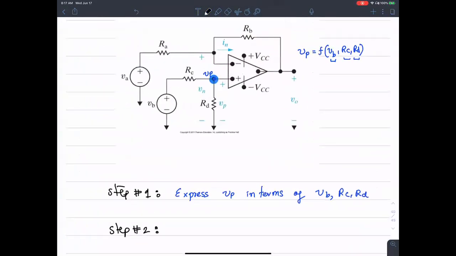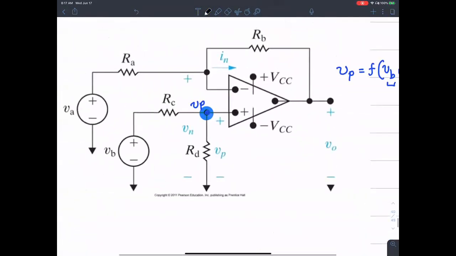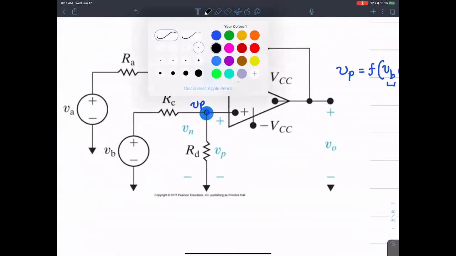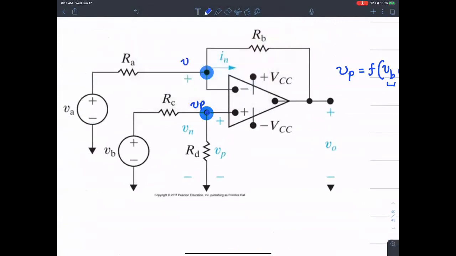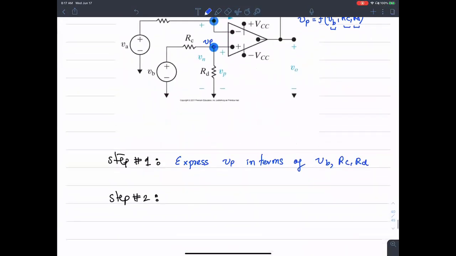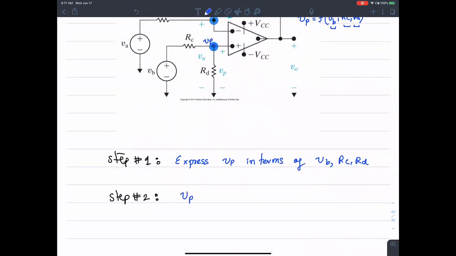The next step would be to apply the virtual short. The argument is if I know the expression for VP, then I really know Vn as well. If I call this Vn, Vp is exactly the same as Vn because of the idea of virtual short.